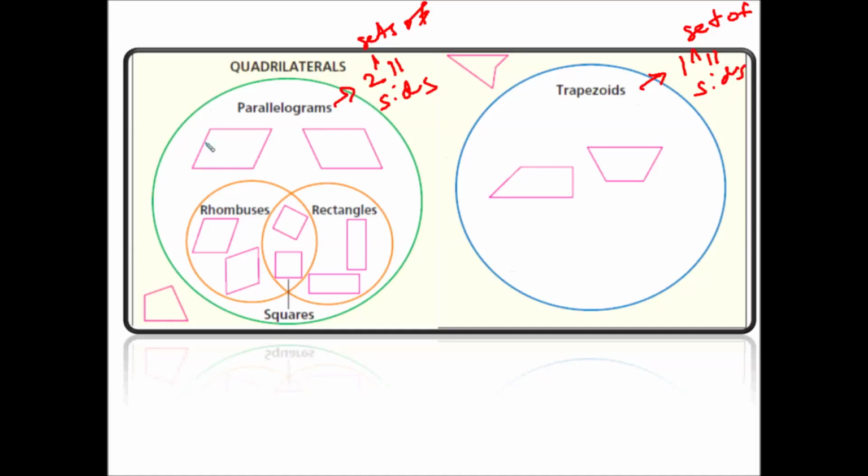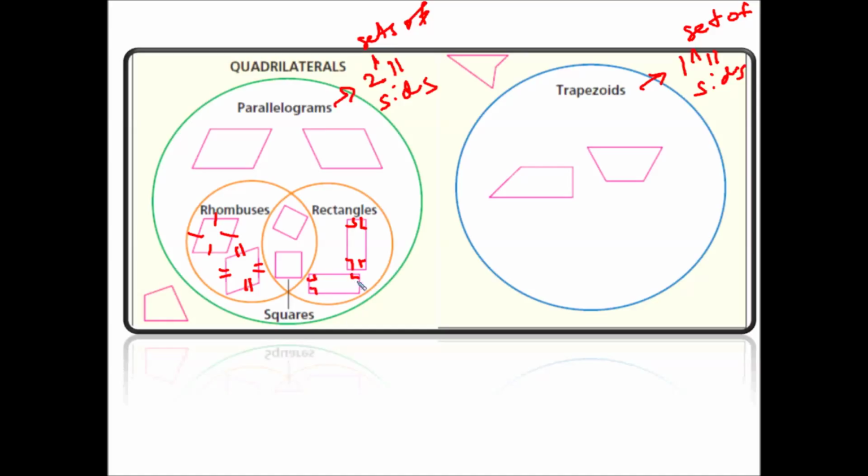Within the parallelogram, so I see a couple parallelograms here. The opposite sides are congruent and parallel. And inside of the parallelograms, we have rhombuses and rectangles. Rhombuses have all four sides the same, and rectangles have four right angles.